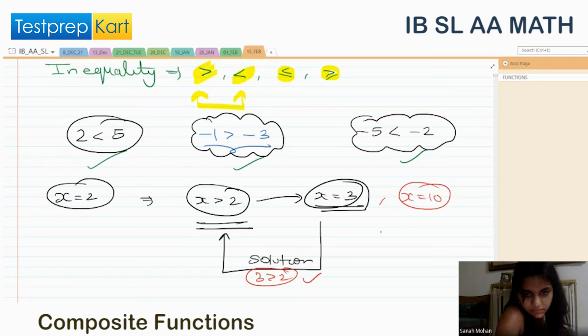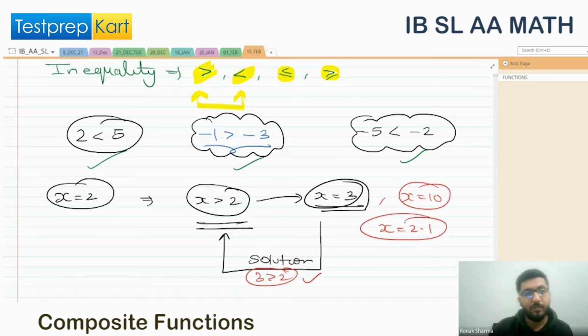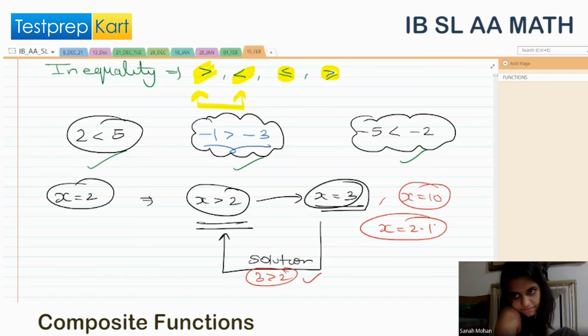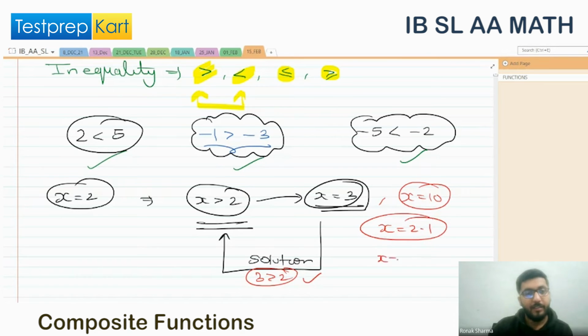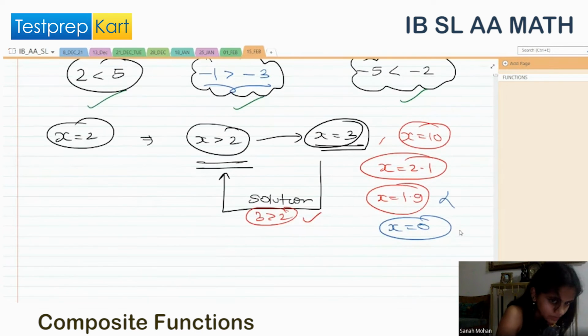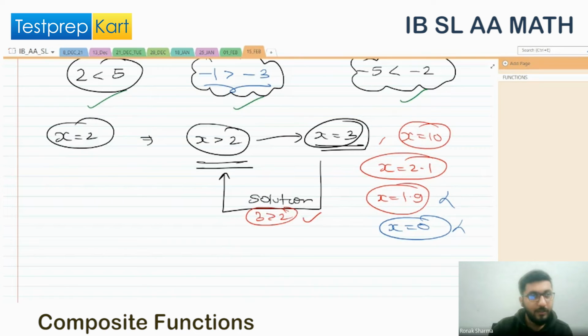Can I consider x equal to 2.1 as a solution? Yes. Can I consider 1.9 as a solution? No, very good. Can I consider 0 as a solution? No. That means what? You are saying that x is greater than 2.